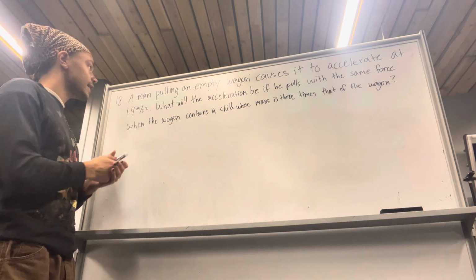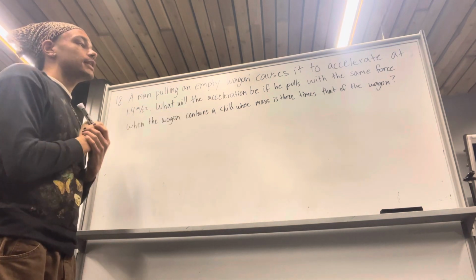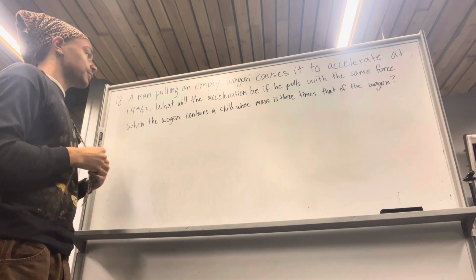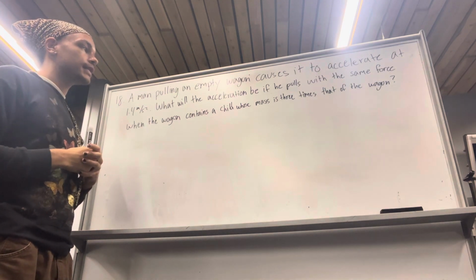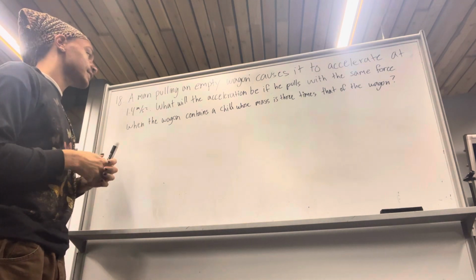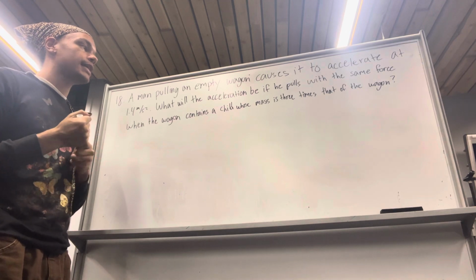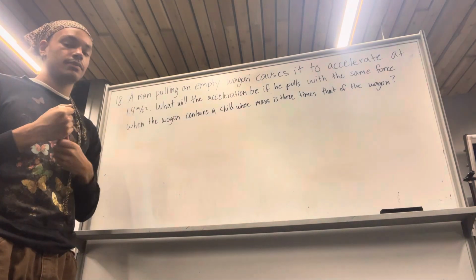So the question says, a man pulling an empty wagon causes it to accelerate at 1.4 meters per second squared. What will the acceleration be if he pulls with the same force when the wagon contains a child whose mass is 3 times that of the wagon?